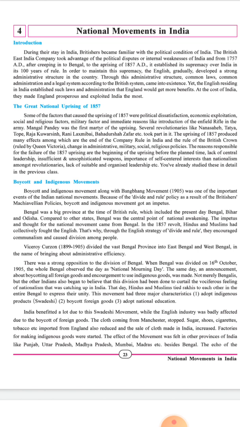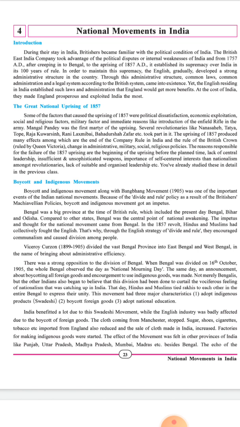The sale of English goods such as cloth from Manchester, sugar, shoes, cigarettes, tobacco, etc. either stopped or reduced drastically. So the British incurred high losses because their goods were not being sold in India, as they were being boycotted. And Indians also started producing Swadeshi goods, and they started factories which produced Swadeshi goods.